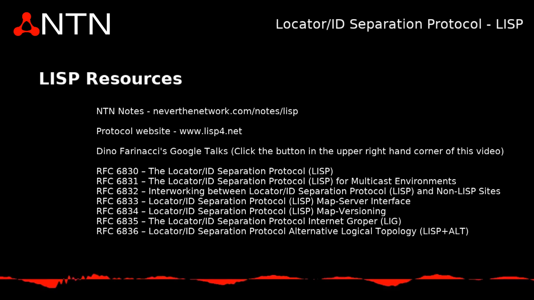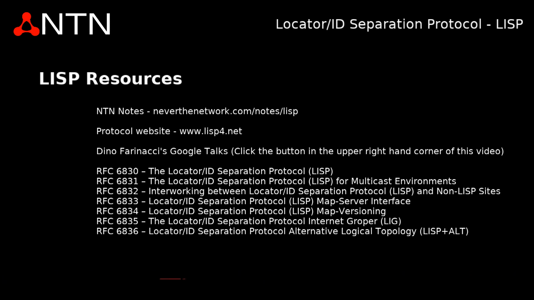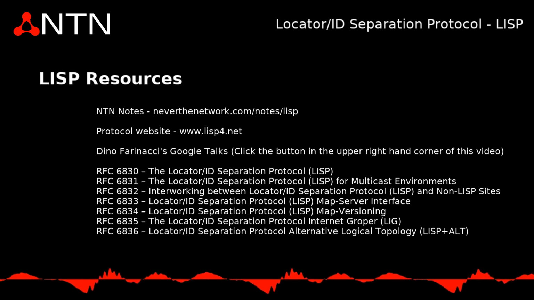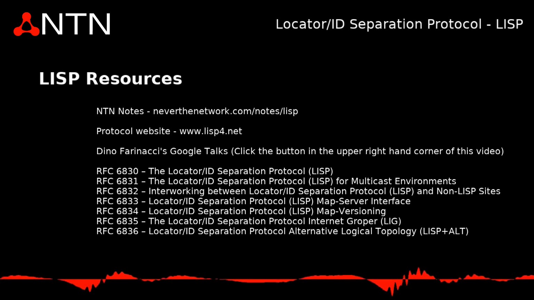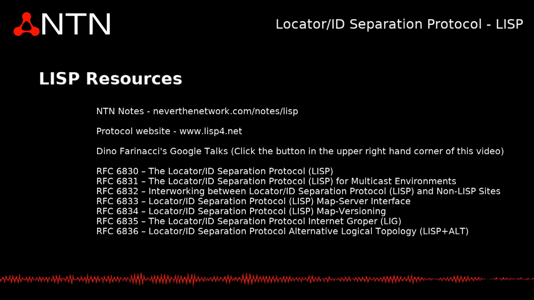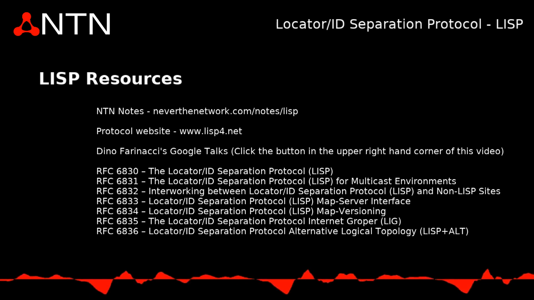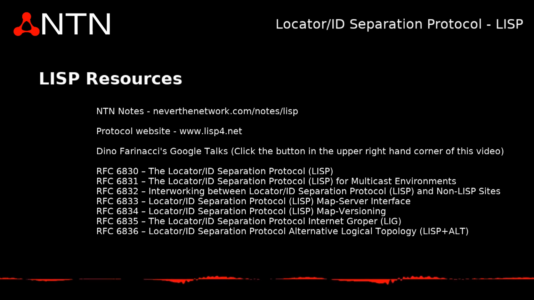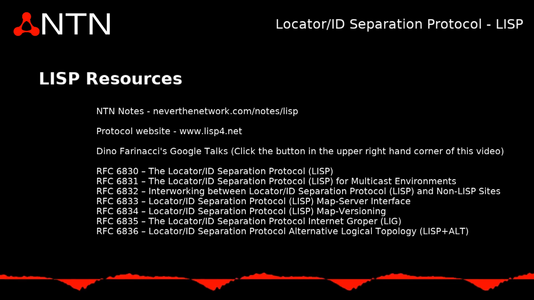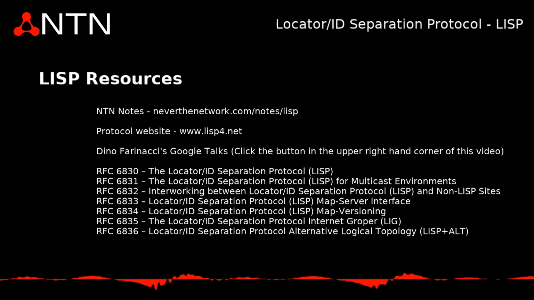Interoperability between LISP and non-LISP sites becomes more of an issue when we look at the public Internet. RFC 6832 discusses 3 solutions to this problem. I'm not going to discuss any of them in full, but the solutions include proxy ITRs, proxy ETRs, and a form of NAT that substitutes EIDs for routable addresses. All IP networks are similar, so something useful for the Internet may also be useful for the enterprise. On the surface, this seems less true for LISP than it is for BGP.